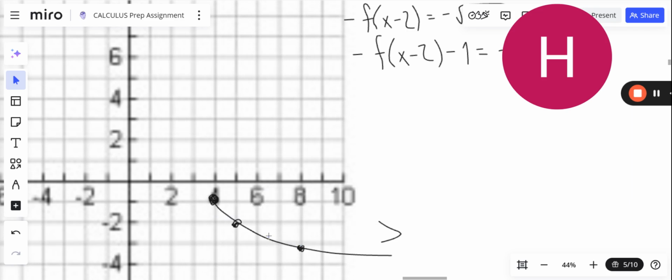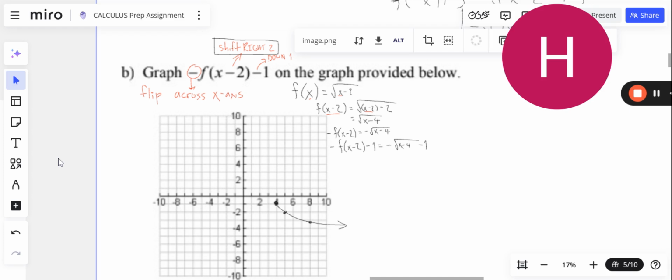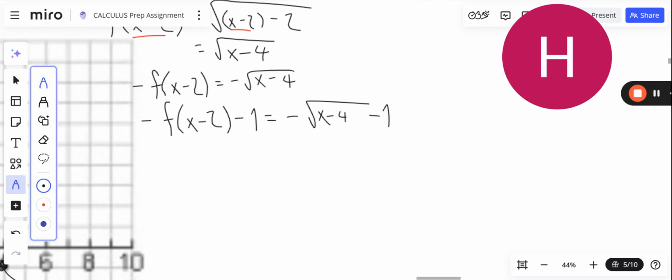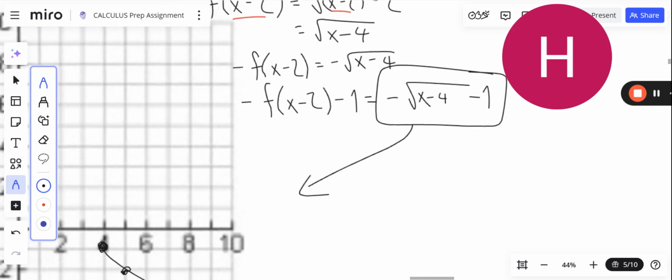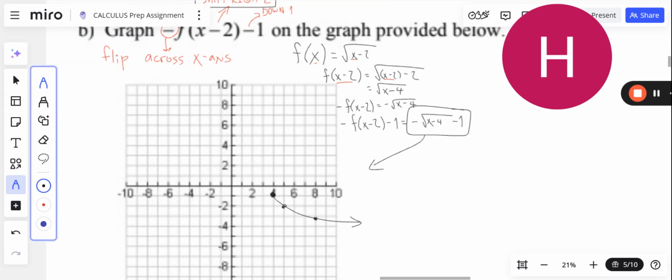There we go. Oops, our arrow. All right, so that's the graph. Not too bad, right? Very easy to do, I think. Very doable. If we want the original function, there's the exact equation for that graph.